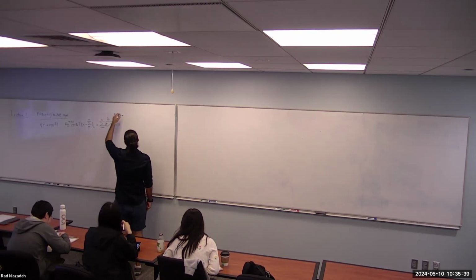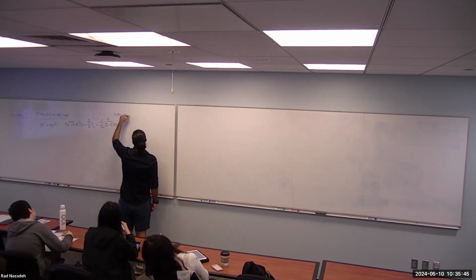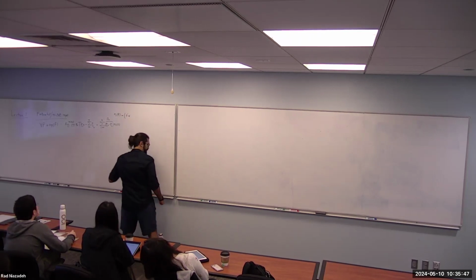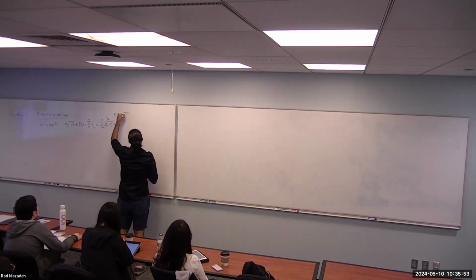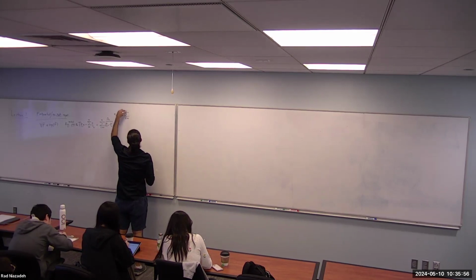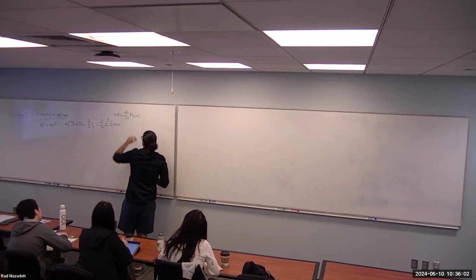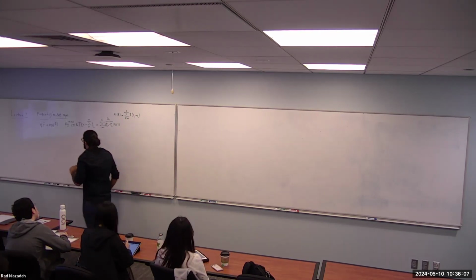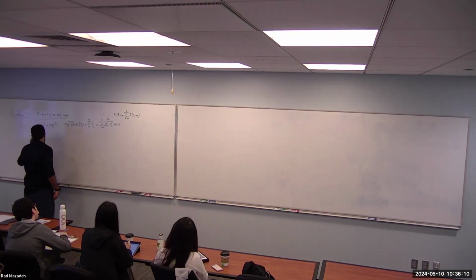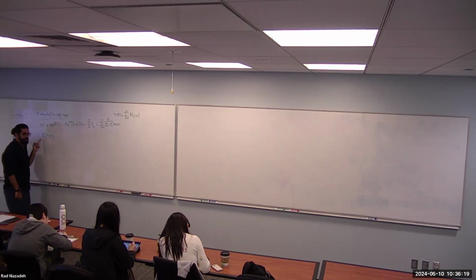So N_I t is the number of rounds t prime smaller than or equal to t, the summation over t prime from 1 to t of the indicator that I t prime is equal to I. So the total number of rounds that you pull arm I. So what I'm going to show you is the following. I'm essentially going to look at the quantity expectation of N_I t, where this expectation is taken over the randomness of the Thompson sampling algorithm.